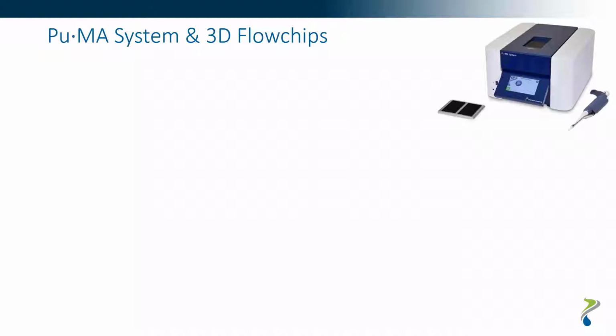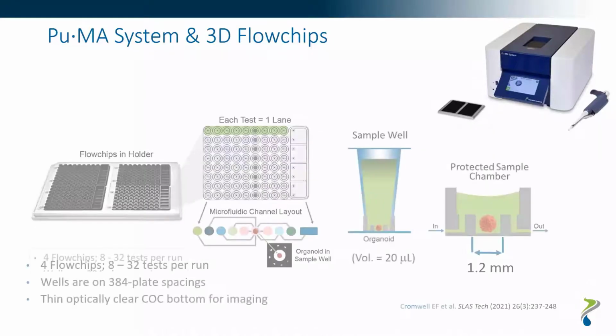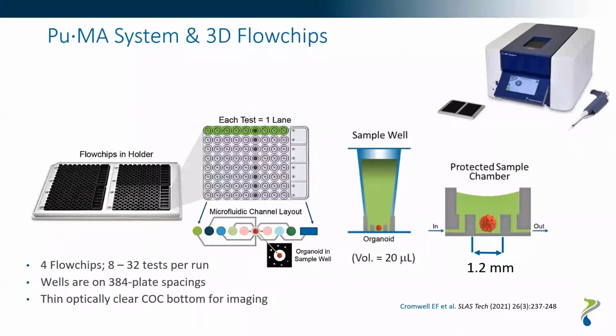Pu.MA is a microfluidic-based system that is designed to automate assays for 3D cell-based models like organoids and tumoroids. It is a benchtop instrument that uses a microprocessor-controlled pneumatic system to move fluid between wells via pressure differentials. The heart of the system is Flowchips. Each Pu.MA system flowchip contains 8 lanes of reagent wells connected by microfluidic channels.